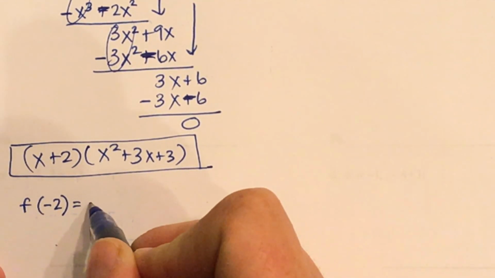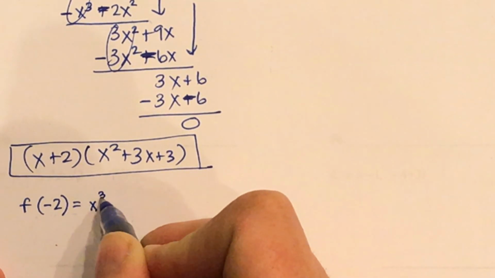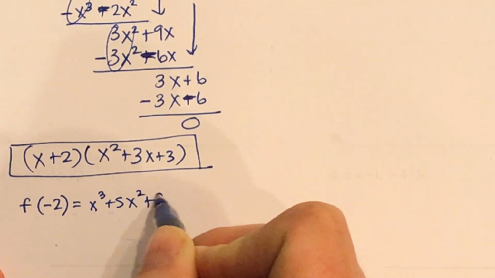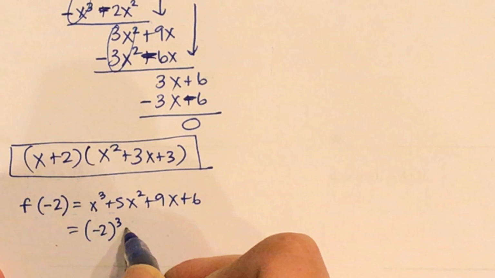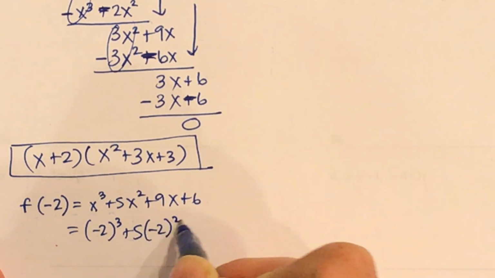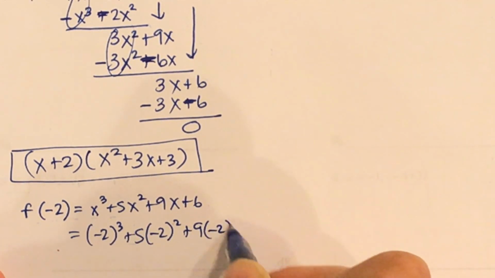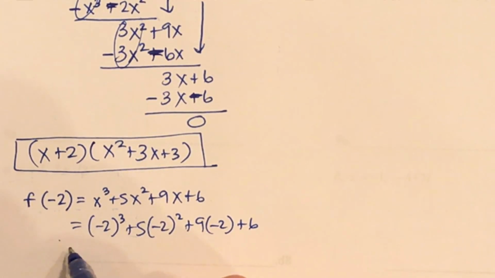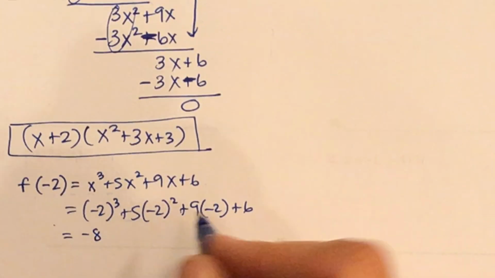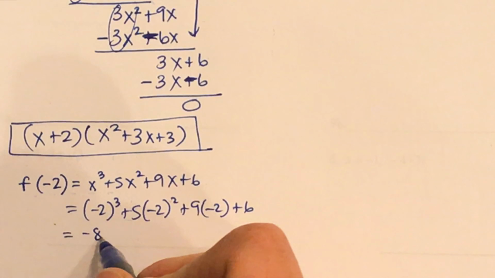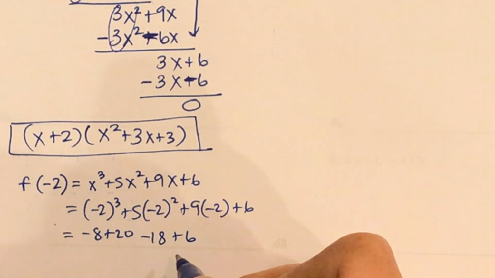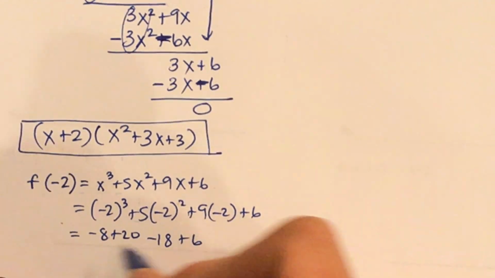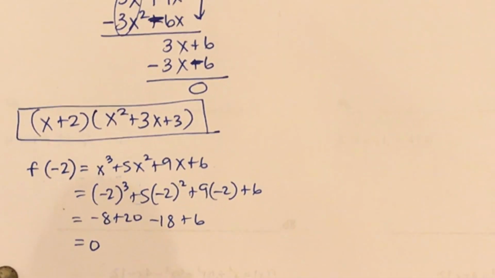I'm going to take that original up top: x cubed plus 5x squared plus 9x plus 6. And so it's going to be negative 2 cubed plus 5 times negative 2 squared plus 9 times negative 2 plus 6. And now it's just math. This is negative 8. I'm sure you're using your calculator. This is 4, so 20. I'm just too lazy to go get mine. Minus 18 plus 6, so negative 8 plus 20 is 12, minus 18 is negative 6, plus 6 is 0. Nailed it.